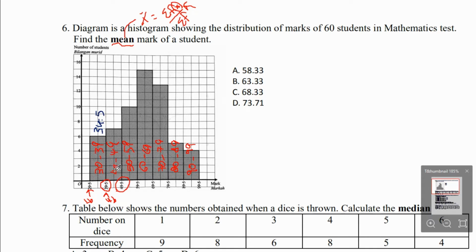For the second one, 40 plus 49 divided by 2, so this is 44.5. Okay, so now we know the pattern. Just add 10 to the previous one. So this is 54.5, 64.5, 74.5, 84.5, 94.5.